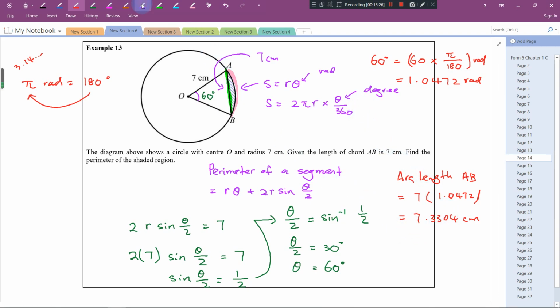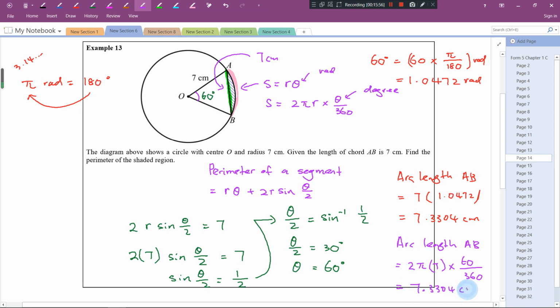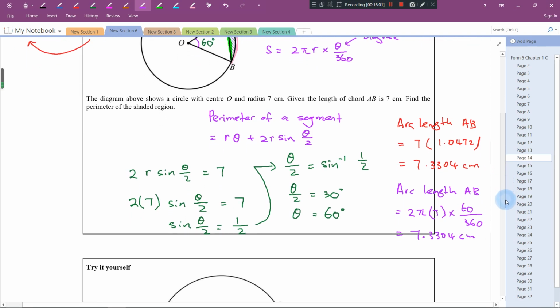So let me show you here. Arc length AB. I don't want to convert it to radian this time. I just use the angle in degree: 2 pi r times theta over 360. So do you notice that this is in degree, and the other is in radian. Just press the calculator, you get the same answer, 7.3304. But this is not the final answer yet, because the question is asking you to find the perimeter of the shaded region.